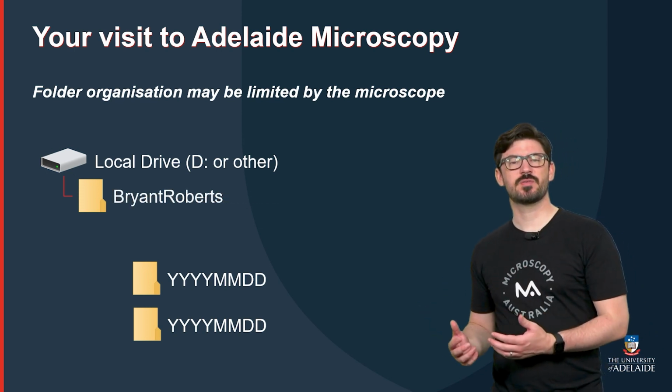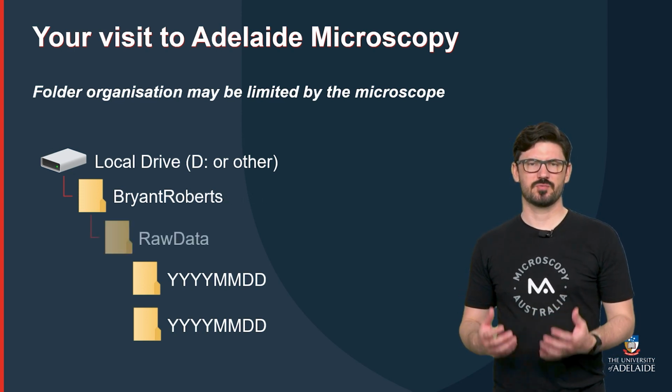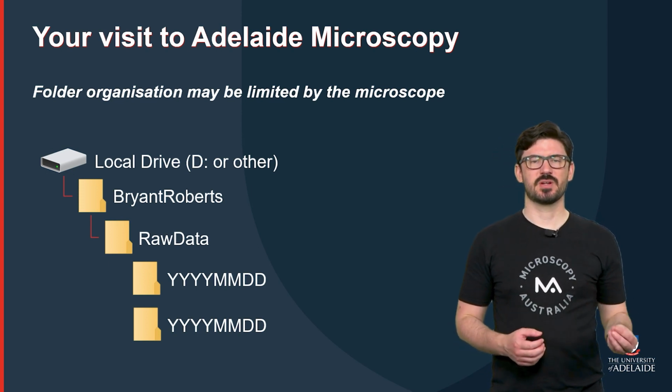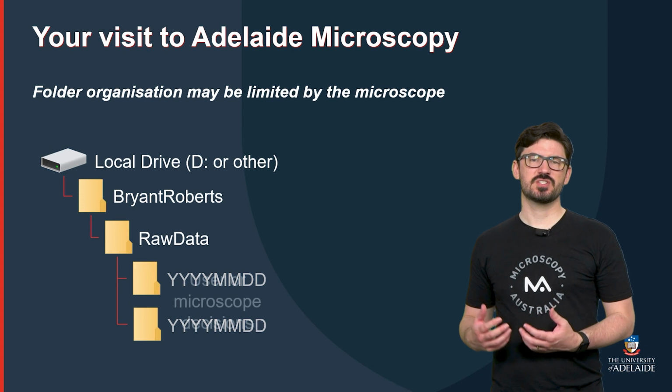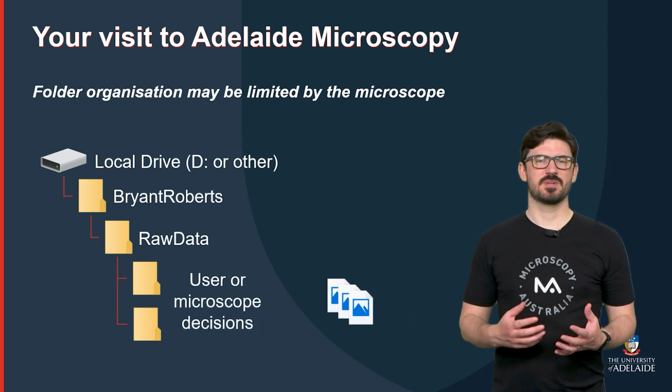Now, within your user folder, I strongly recommend, though it's not essential, to create a folder titled raw data. Then, either within the raw data or user folder, you may generate subfolders per your own decisions or decisions of the microscope manufacturer, where you'll ultimately save the image data.